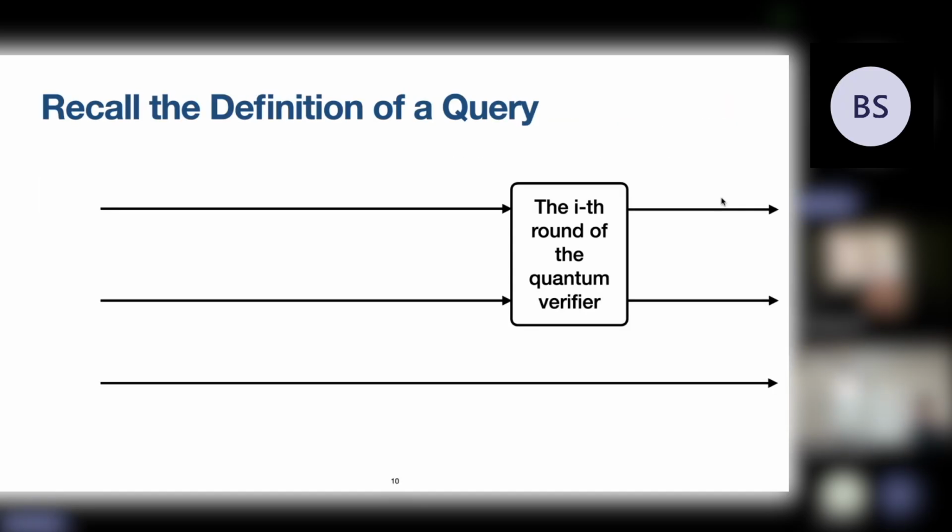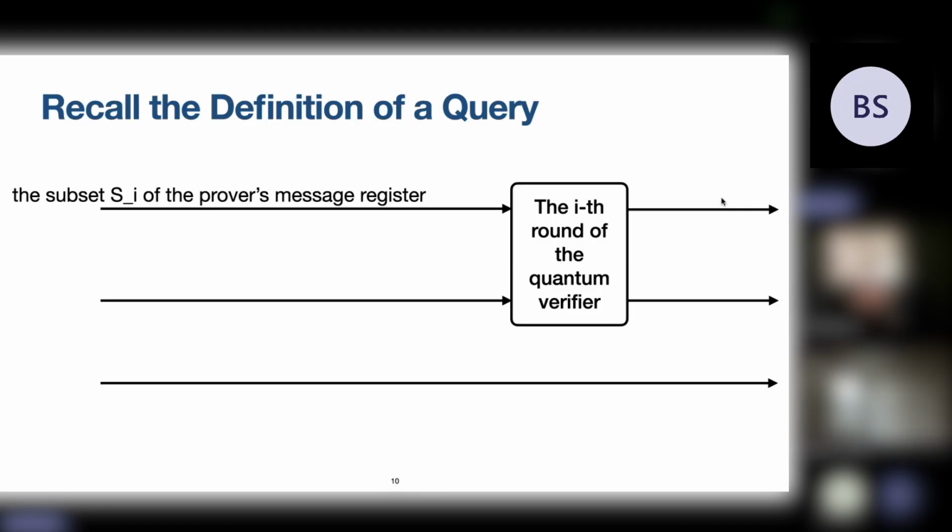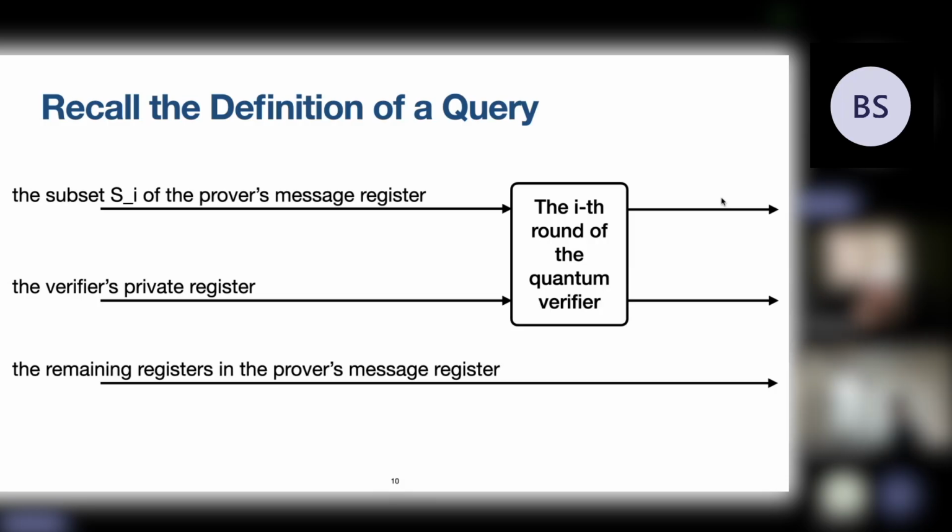And a brief recall of our query, because now we have multiple rounds, so things can be a bit confusing. First of all, part of the input is for the prover's message register, and this subset S_i is already chosen in the beginning of the protocol. It has nothing to do with the round. And then you also have the verifier's private register, and then all the other prover's registers. So that's what I mean by a query. Is this clear?